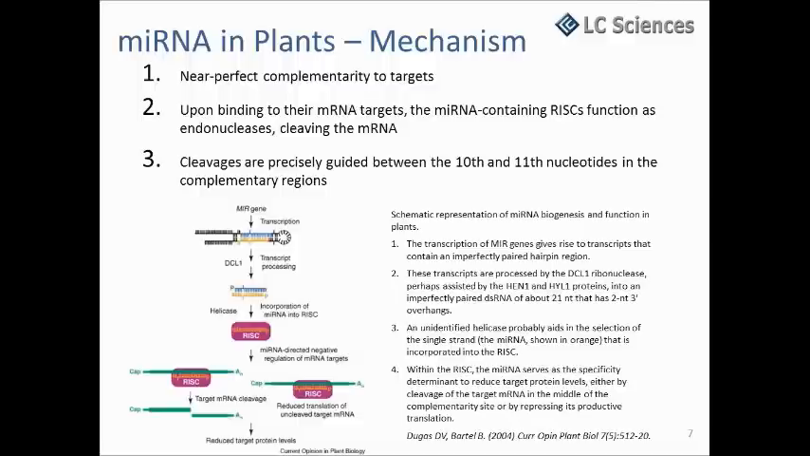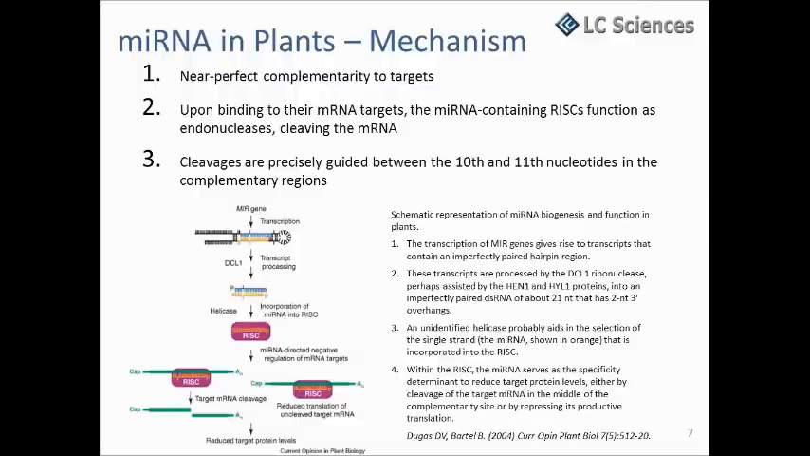And the mechanism of microRNAs in plants. For this topic, we know that microRNAs in plants normally have near-perfect complementarity to their targets. In mammals, they share just 7 to 8 bases of complementarity with the messenger RNA target, but in plants it is nearly perfect, so almost all the bases are used for complementary binding to the target messenger RNA. Upon binding to the target, the microRNA-containing RISC, which includes some proteins, functions as an endonuclease and cleaves the messenger RNA. Another function is that it blocks the translation of the messenger RNA to protein.